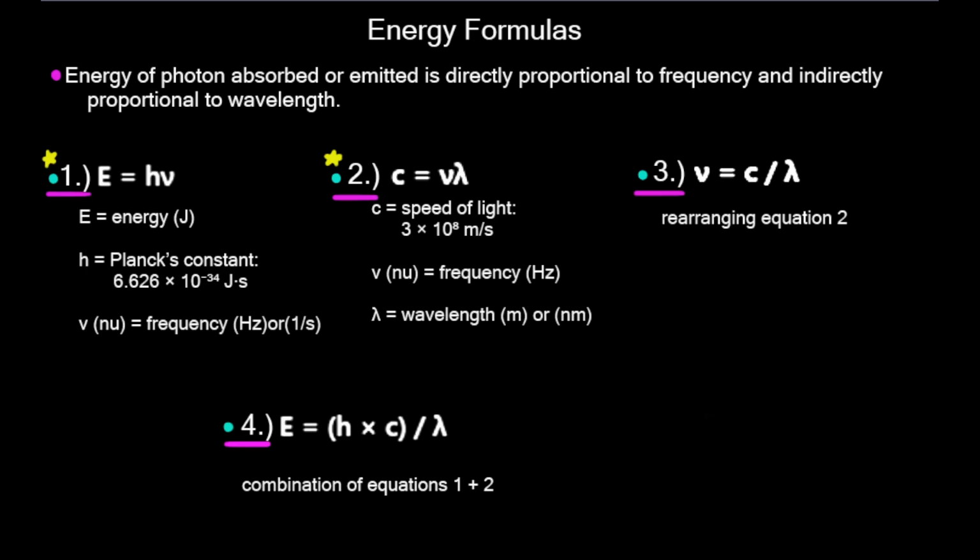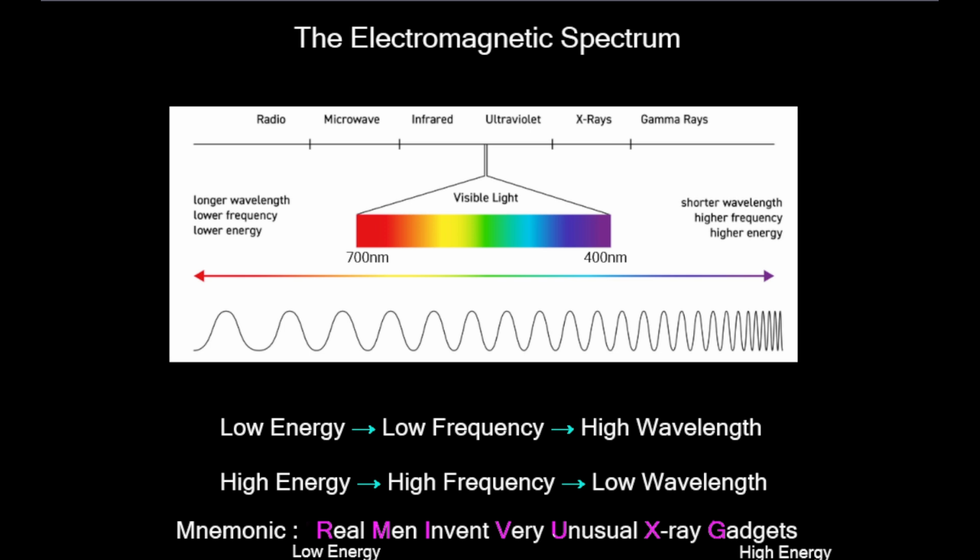You can easily derive the other two equations in number 3 and 4 if you know the first two equations. Now, let's connect everything we've learned and learn more about the electromagnetic spectrum. So, what is the electromagnetic spectrum? When an electron falls from a higher energy level down to a lower one, it releases a photon. That photon has a specific energy, it has a specific frequency and wavelength.